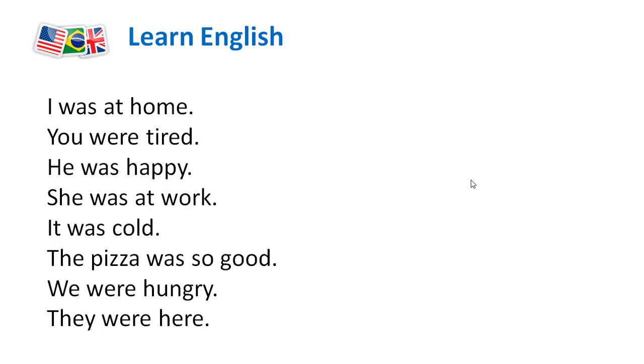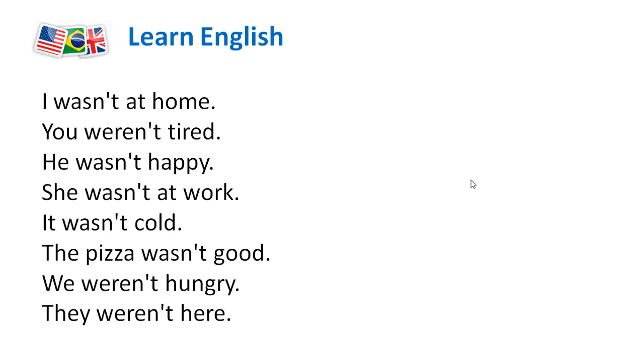When we change these sentences into negative, all we have to do is add not to each sentence, which can also be in the contracted form. Take a look. I wasn't at home. You weren't tired. He wasn't happy. She wasn't at work. It wasn't cold. The pizza wasn't good. We weren't hungry. They weren't here.